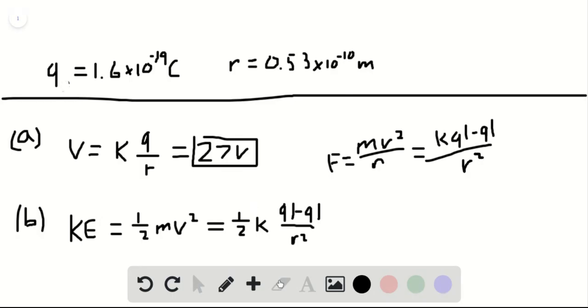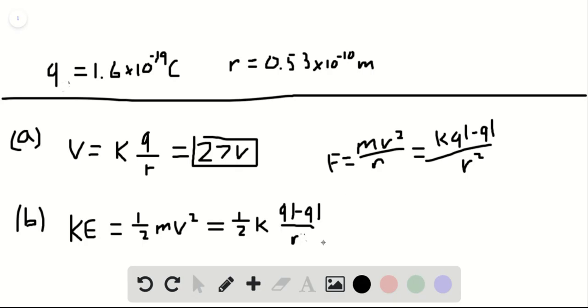And I actually had a typo. This would be over R, right? So then just plugging in mv squared for our KE value, we find that mv squared is equal to KQ times the magnitude of minus Q over R. So that's where we got that.